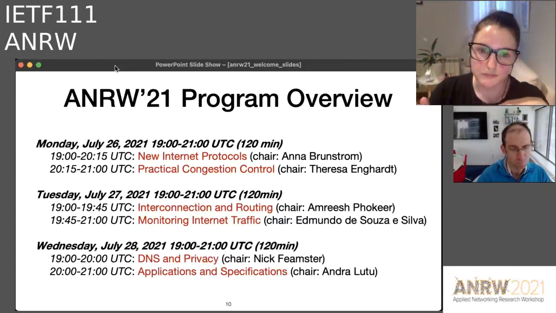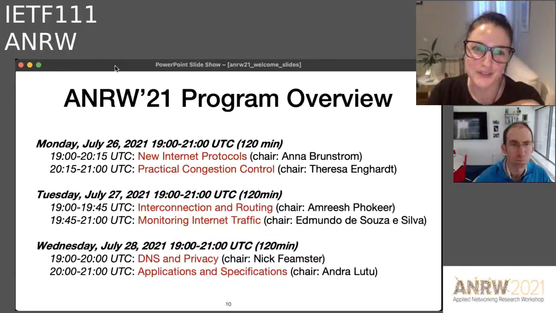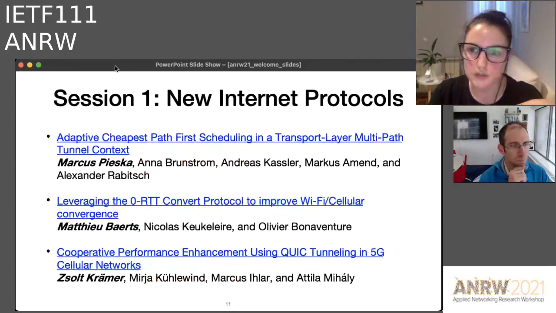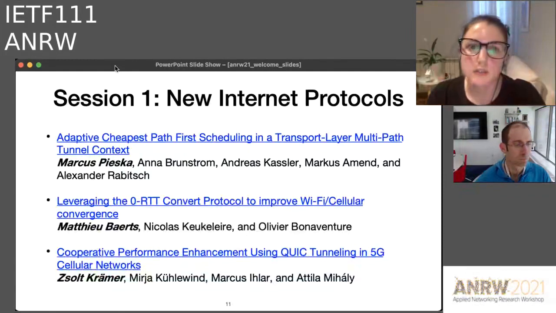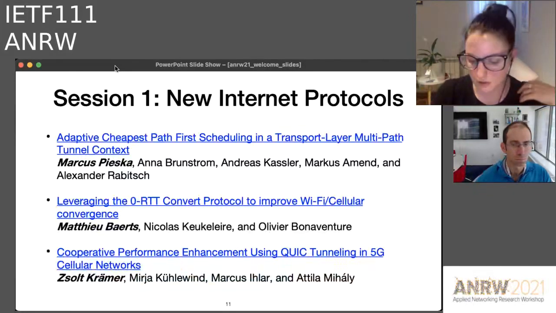So it's a pretty deterministic program. It's always 2 hours from Monday to Wednesday. We're going to meet at 7 p.m. UTC in these 2-hour slots. You can see that each session has a session chair assigned, and we're going to hand over today directly for the new session on internet protocols. We have 3 papers from 3 speakers. Each of the talks will be 10 minutes, followed by a very short Q&A immediately after. Then, to give you a bit of time to think of your questions and engage with the authors, we will have the 15 minute panels that each of the session chairs is going to manage.